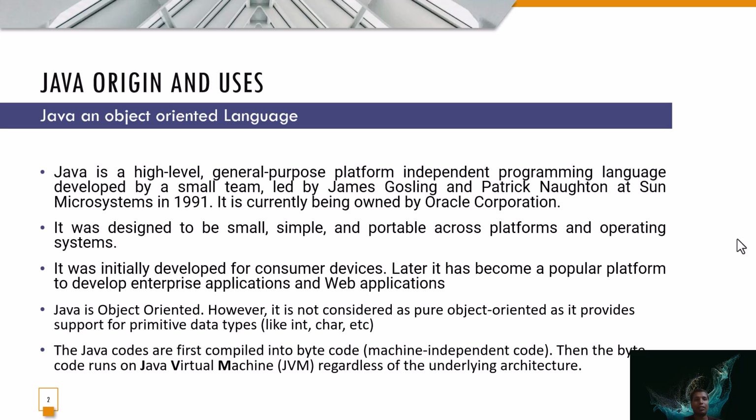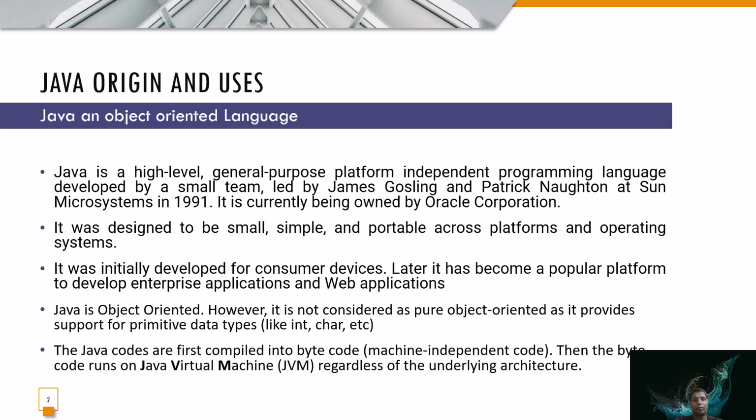So Java is object oriented in the sense that everything is like objects in Java, whatever code we write. We do not call it pure object oriented because it supports some primitive data types like int, char, double and other data types, which if you are familiar with C, C++, we also have there.